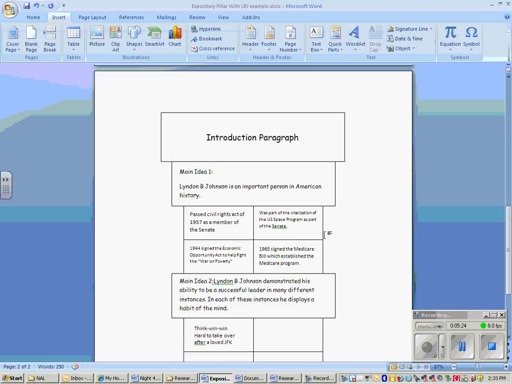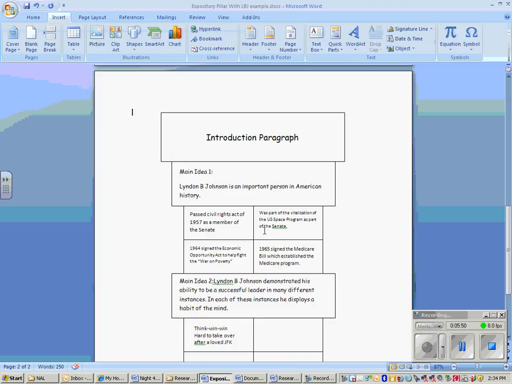If your paragraph sounds like that, all you are doing then is just listing your facts. That would be what we would expect from a third grader's research paper. To make it a fifth grader's research paper, you're actually going to have to elaborate on these details. Remember, we told you these details didn't have to be complete sentences in your pillar because you're going to turn them into sentences.